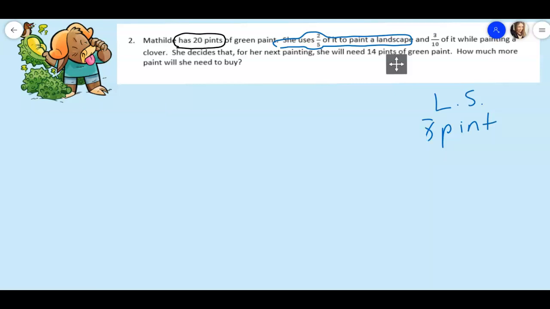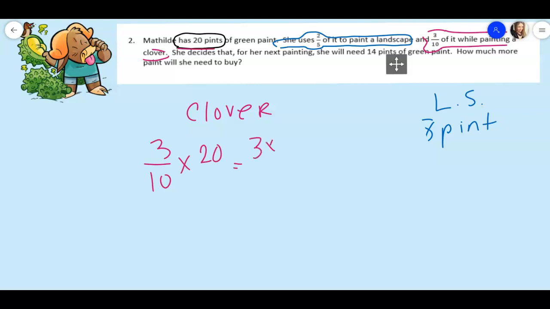Okay, moving on, it says that she uses 3/10 while painting a clover. So on her clover, she uses 3/10 of her 20 pints. So I'm going to create my equation for it, 3 times 20 over 10. And I'm lucky again because I see cross-canceling opportunities.